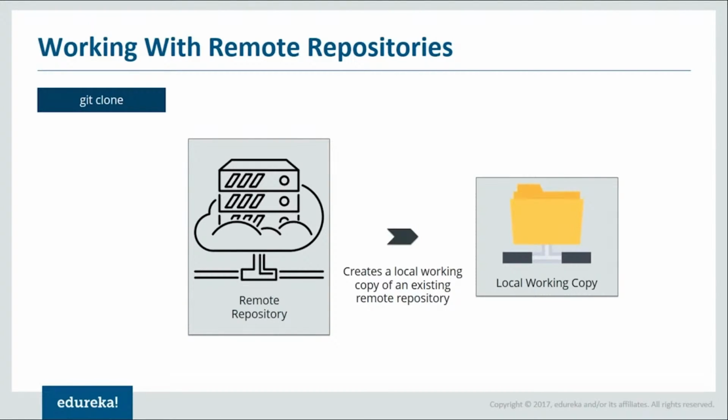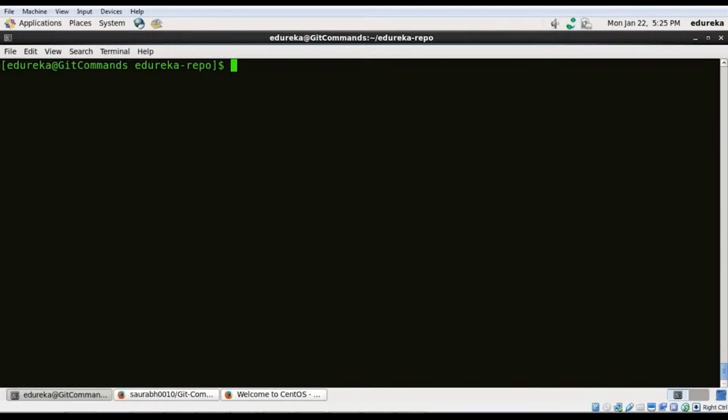So to create a local working copy of an existing remote repository, we'll use git clone to copy and download the repository to a local computer. Cloning is the equivalent of git init when working with a remote repository. Git will create a directory locally with all the files in repository history. So I'll just open my virtual machine and I'll quickly show you how you can do that.